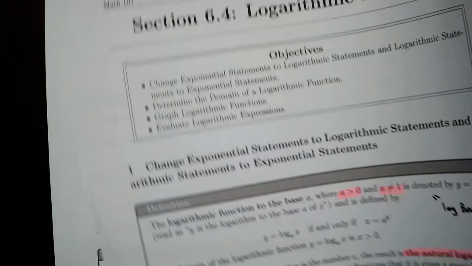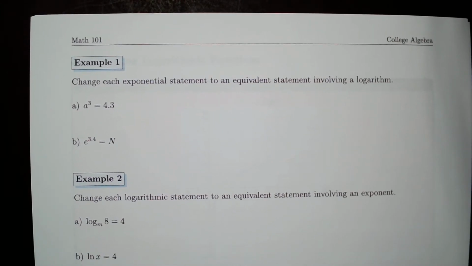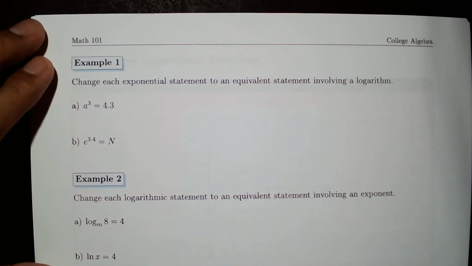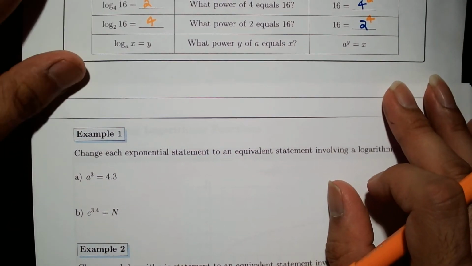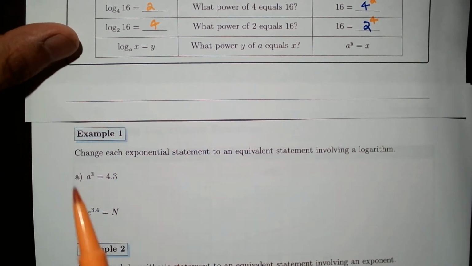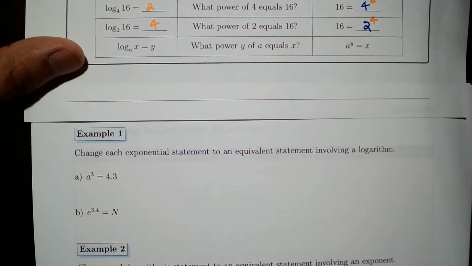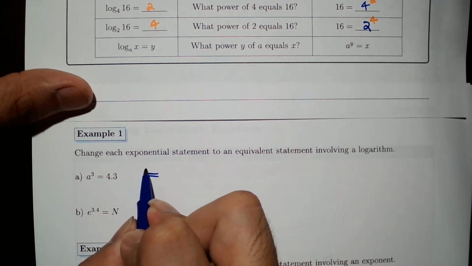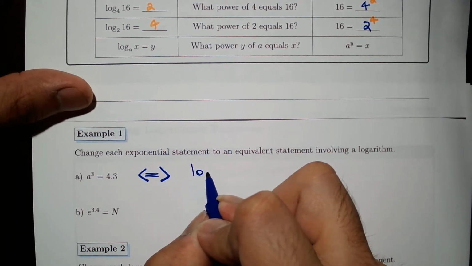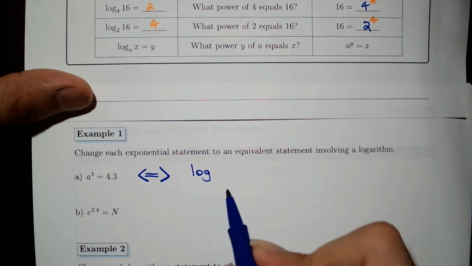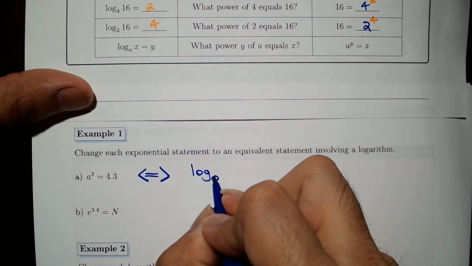So let's see. We're going to change this exponential into a logarithmic form. I'm going to leave this definition here so we can refer to it because we're going to use it more often than not. So in this case, we are given an exponential, and they're asking us to change that into a logarithm. So we are going to write the word log. Okay, but what's the base? The subscript will be that of the base of the exponential, which in this case is a.